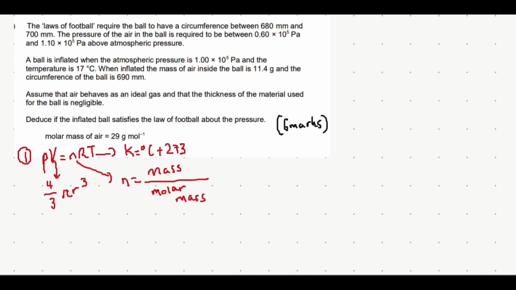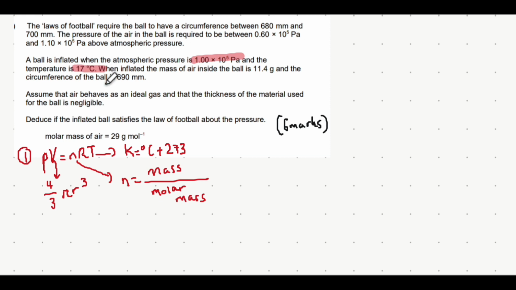The question here is quite a difficult question about ideal gases. So we're going to start by highlighting all the key information in the question that we have to use. It's given us the atmospheric pressure, which we're going to use eventually. That's 1 times 10 to the 5 pascals.